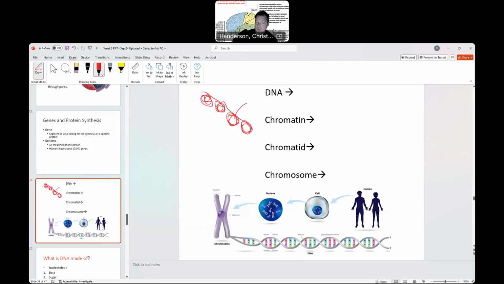Then what happens is these will condense. This will just keep condensing, keep condensing, keep condensing until it turns into something called a chromosome. That is your DNA right here. So here is all the DNA. Now we have 23 chromosomes, and we could draw them all out. There's 1, 2, 3, 4, 5, 6, all the way down to 23, which is our sex chromosomes.